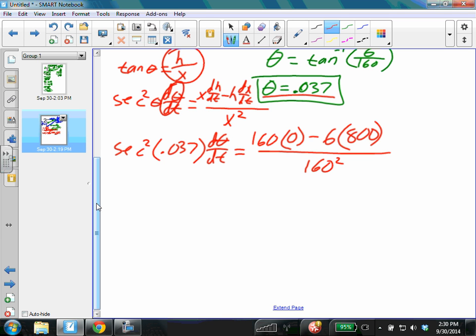So actually go through right now and do secant squared of 0.037. Remember, you don't have secant on your calculator, but you can do 1 divided by cosine. That is secant. So 1 divided by the cosine of 0.037. Enter. And then square that number, and what do you get? Yeah, you get 1.